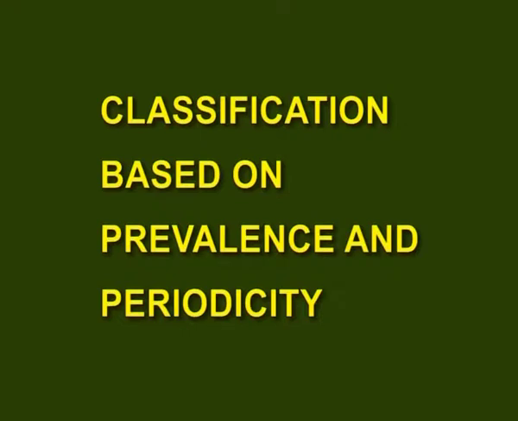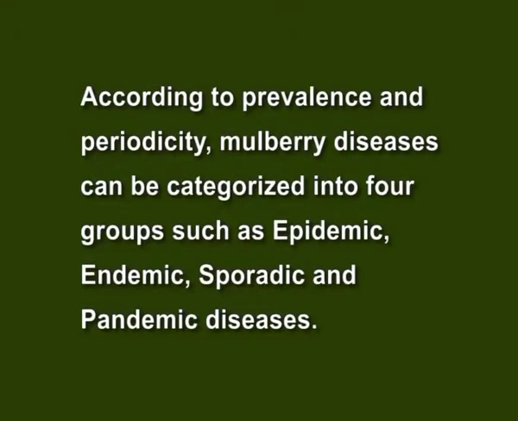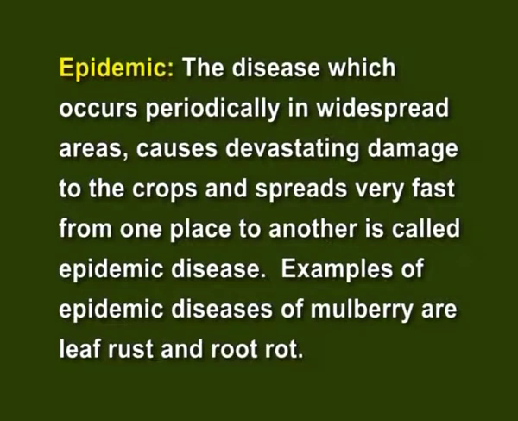Classification based on prevalence and periodicity. According to prevalence and periodicity, mulberry diseases can be categorized into 4 groups such as epidemic, endemic, sporadic and pandemic diseases. Epidemic: the disease which occurs periodically in widespread areas, causes devastating damage to the crops and spreads very fast from one place to another, is called epidemic disease. Examples of epidemic diseases of mulberry are leaf rust and root rot.